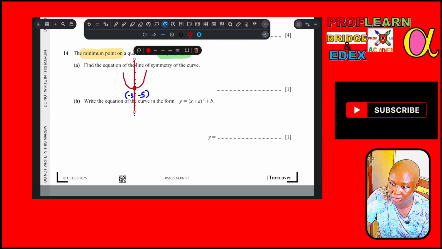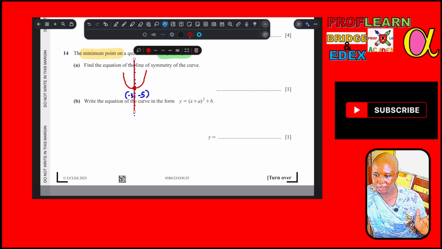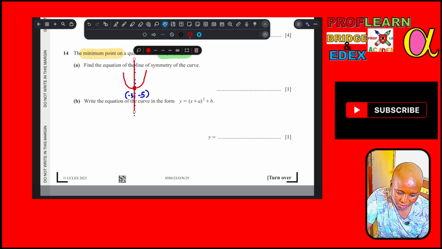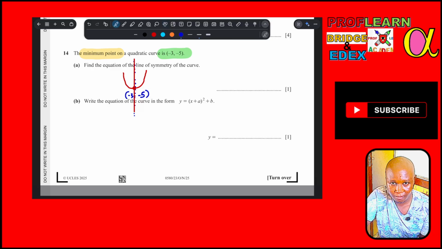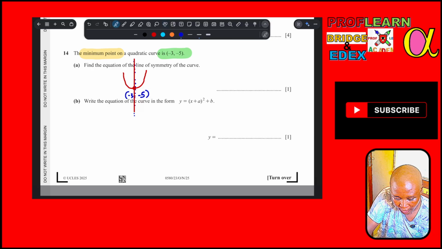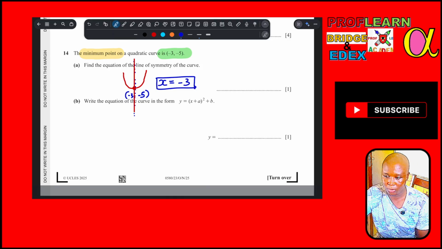That's the line of symmetry there, which is separating this into 2 halves, which means that this line is a vertical line that is passing through -3 on the x-axis. So meaning x is equal to -3, and that is exactly what the candidates were supposed to get.